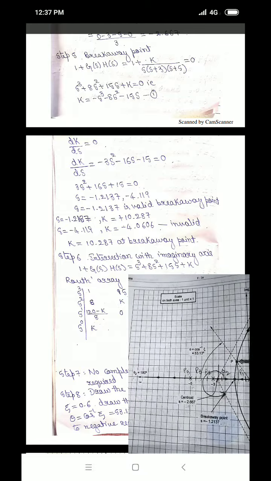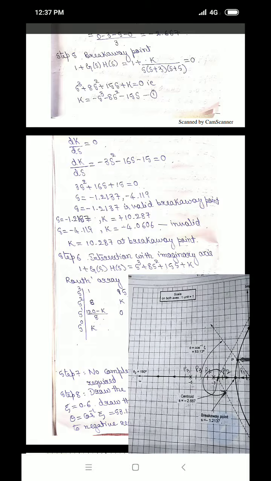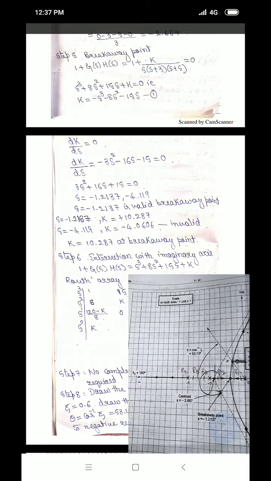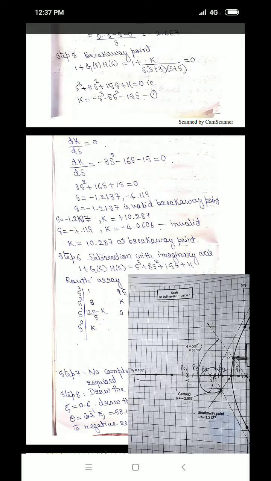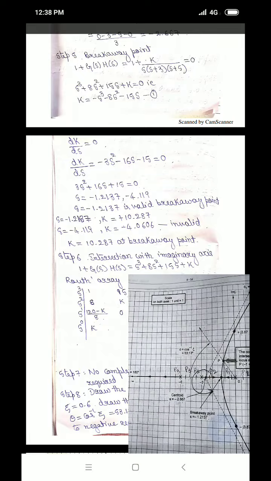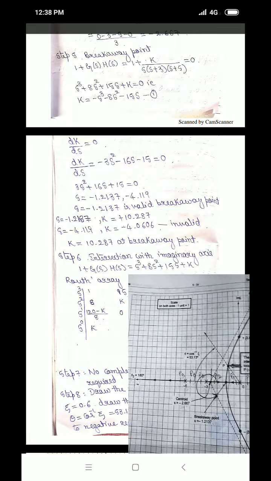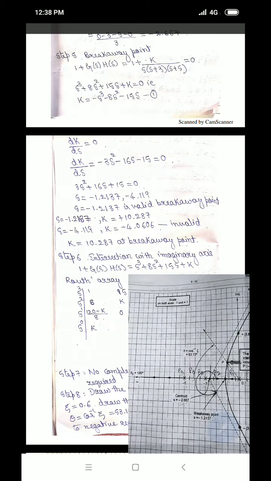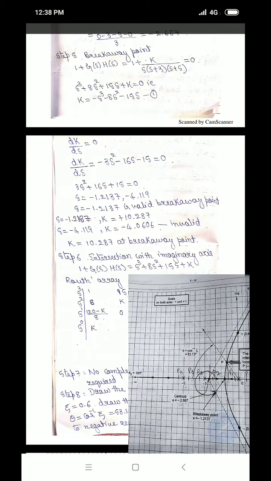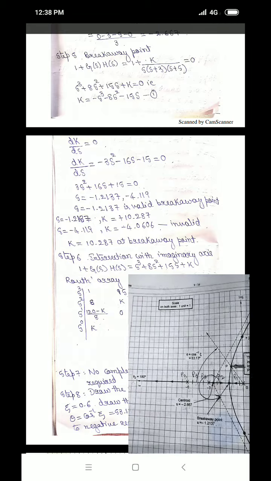First, s is equal to minus 1.2187. You substitute in the first equation, so you will get the k value is 10.287, a positive value. If you get the k value positive, then it is valid. If you get a negative value, then it is invalid.